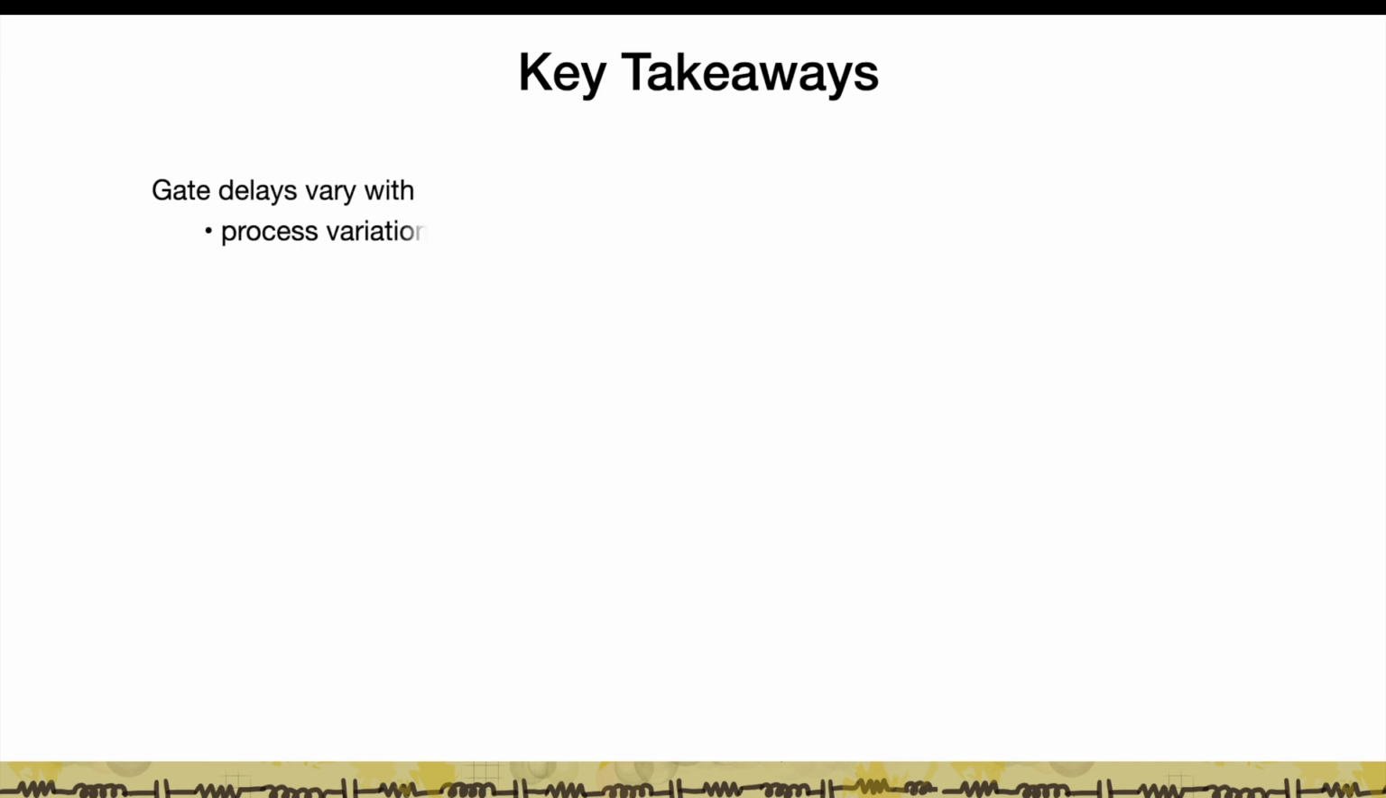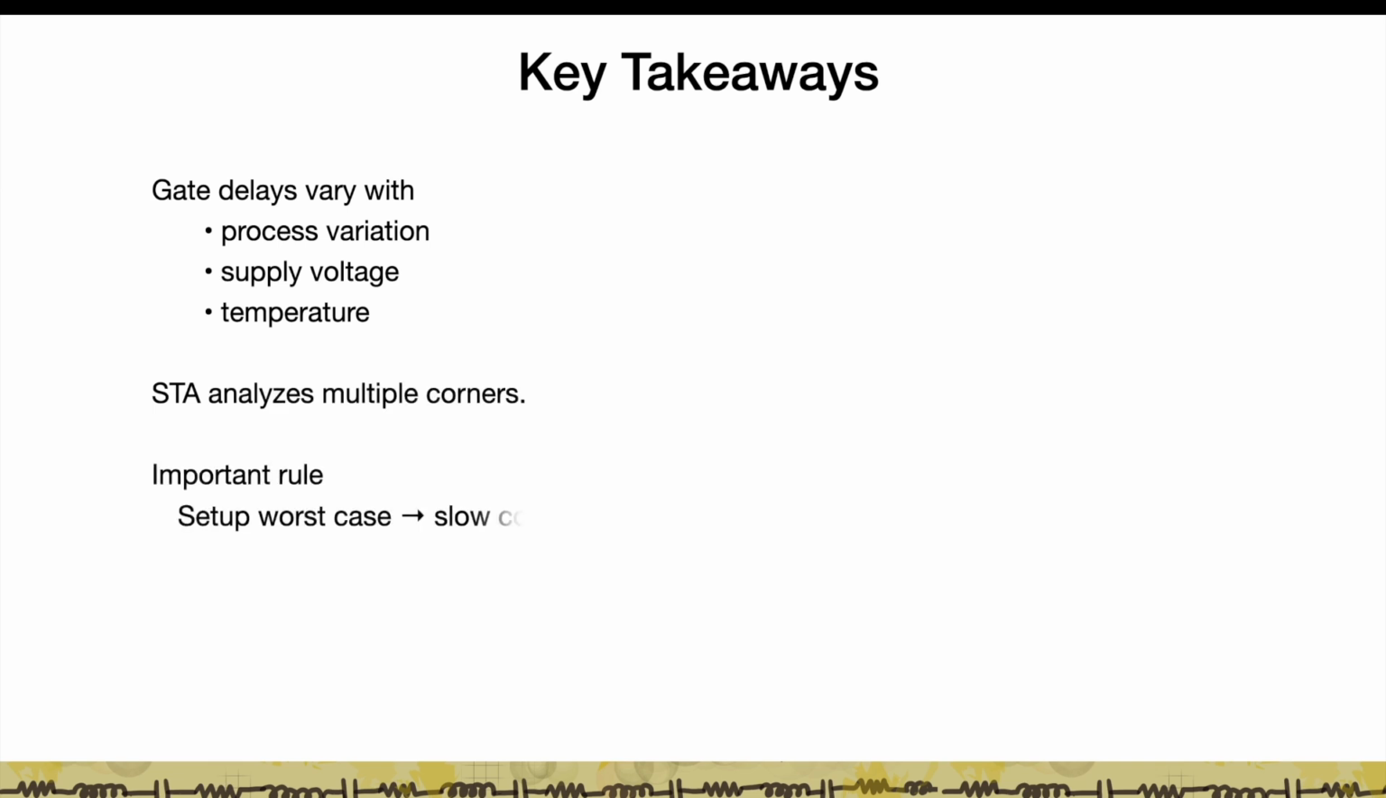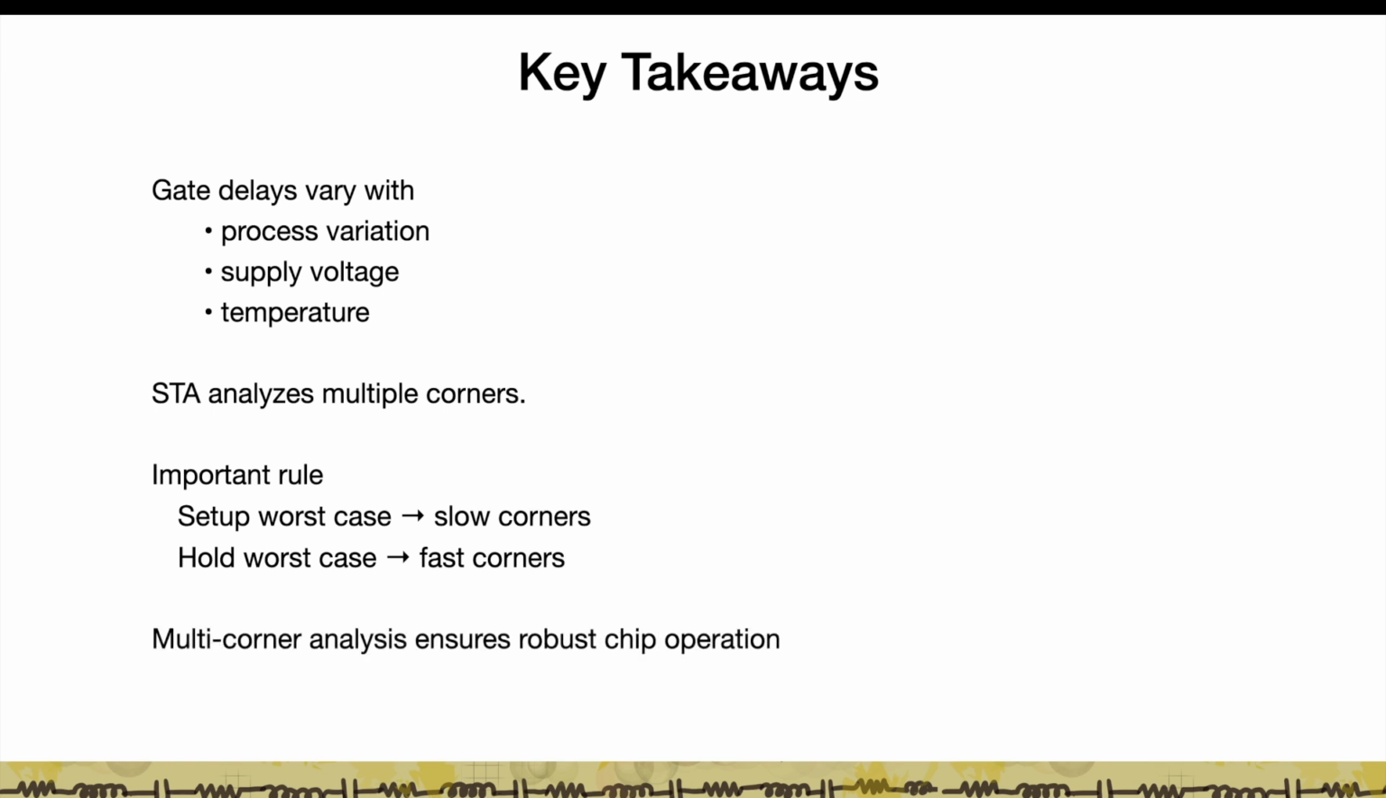So let's lock in the core ideas. Gate delays are not fixed numbers. They vary with process, voltage, and temperature. Each of these factors can swing delay by tens of percent individually. Combined, they create a range of 2x or more between the worst and the best case. STA captures this by defining PVT corners, specific combinations of P, V, and T that represent the extremes the chip will encounter in real operation.